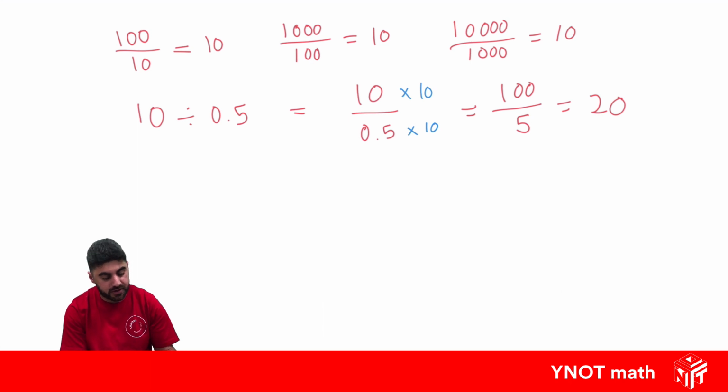And that's something you should actually memorize: when you divide by a half, you're actually doubling your answer. So you can see that 10 divided by a half ended up being 20. It ended up doubling this number, and that happens every time when you divide by a half. Let's have a look at a more tricky example.